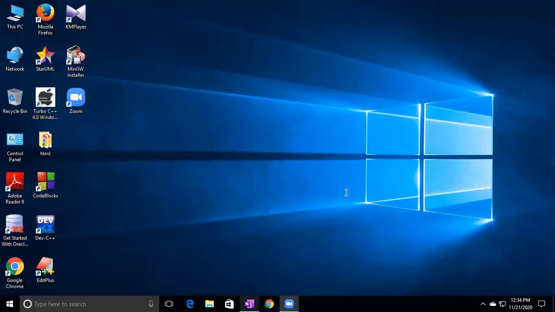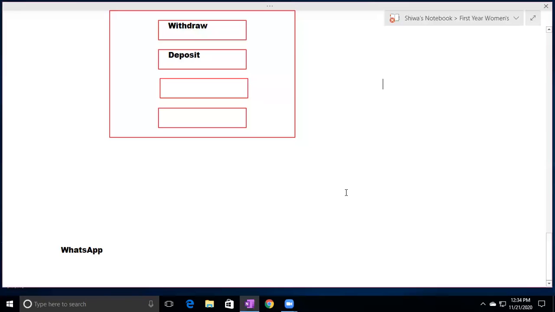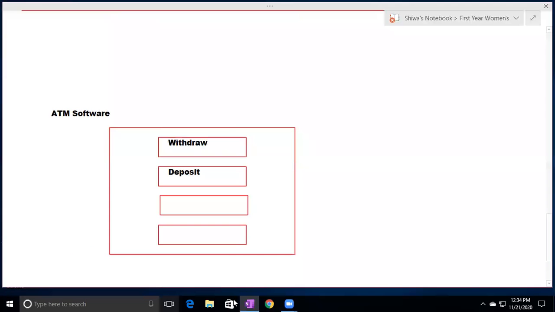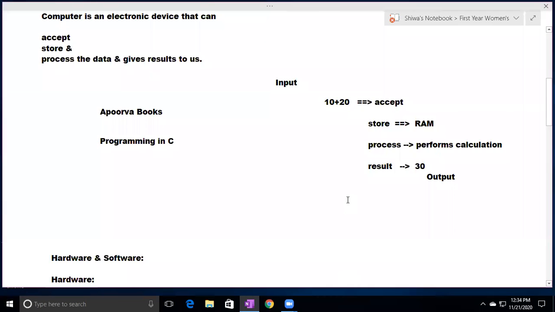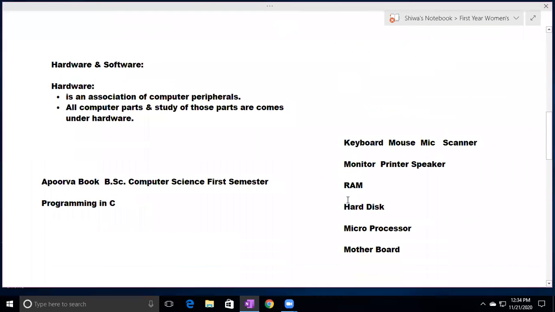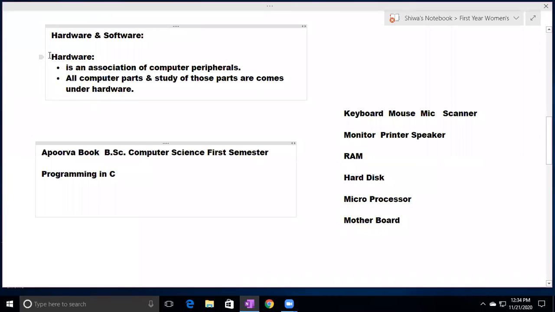See here, in the previous session, we clearly discussed what is hardware and what is software. So what is hardware? All physical components of a computer are called hardware. So all computer parts come under hardware.